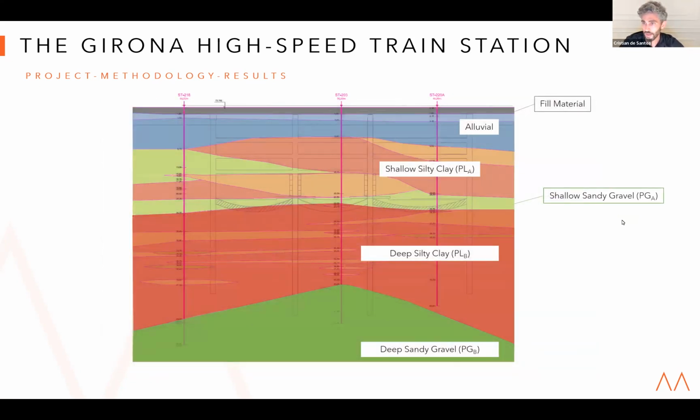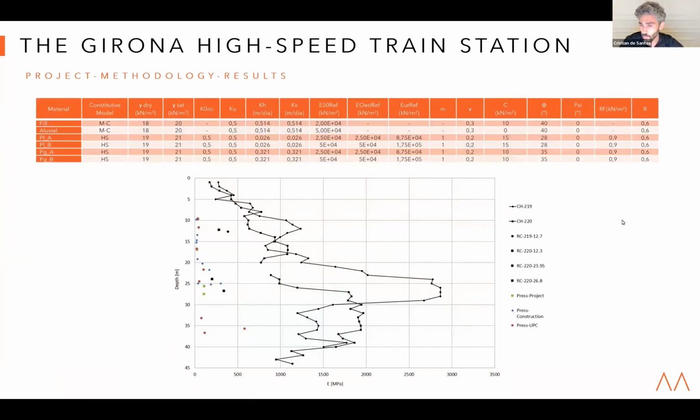The stratigraphy: we have a fill material, an alluvium, and then we have different layers of silty clay and sandy gravel with different stiffnesses. We differentiate between a shallow and a deep material. The majority of the parameters were obtained from pressuremeters, but we also have some cross holes and so on. For this model, we were using a hardening soil model as well as Mohr-Coulomb for the top materials. The stiffnesses were basically derived from pressuremeters, which give the lower stiffnesses that we obtained from our tests.